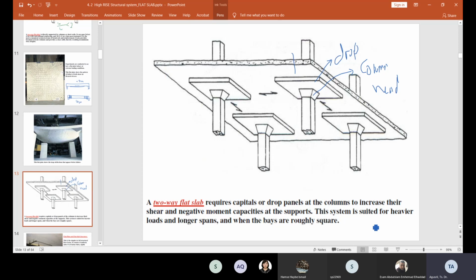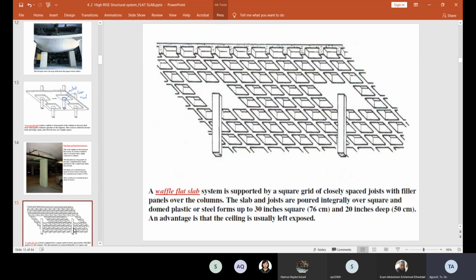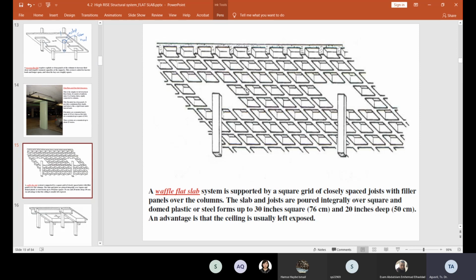The system is suited for heavier loads and longer spans when the bays are roughly square. This is also applicable if you have a circular column, and then you can apply a circular column head here to increase the punching shear capacity of the slab. And this example, you can see the basement or the parking area. They have the column here, and then the slab, and they have the drop here.